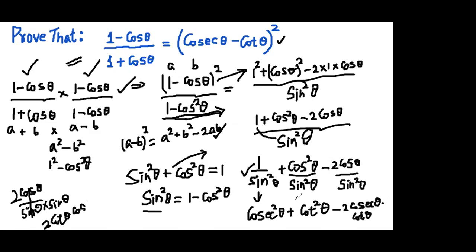And it can be written as cosec theta minus cot theta whole square. Hence it is proved.